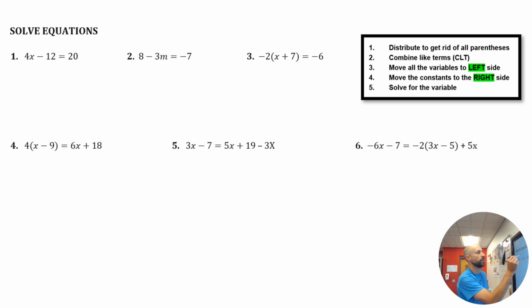So let's get started here. Make sure, again, looking for parentheses. If there are no parentheses, are there any like terms? No. 4x minus 12 is not a like term. And so right away, we're going to isolate that variable term by adding 12.